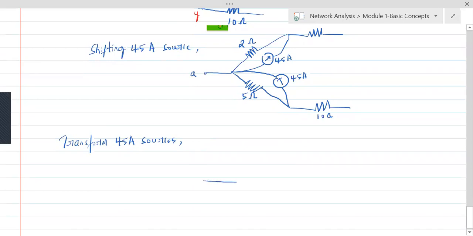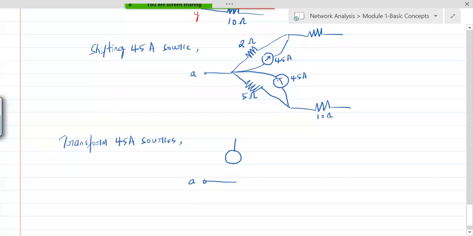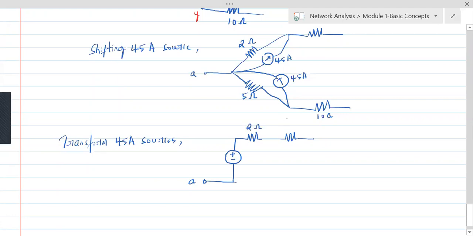So this is A. After transformation it has to become a voltage source, and the resistor which was in parallel with this current source now should come in series with that. There is already a resistor here. Get that point? Since the arrow is at the top, we'll have the plus sign at the top, minus sign at the bottom. And this 2 ohms would come in series with that. Anyways, this 8 ohms is there in series with it.